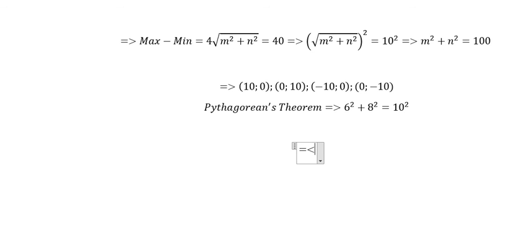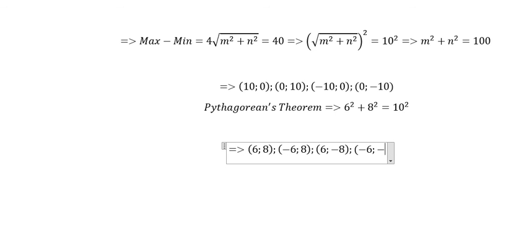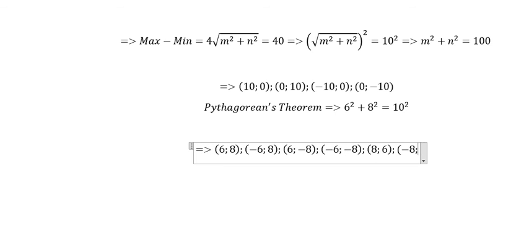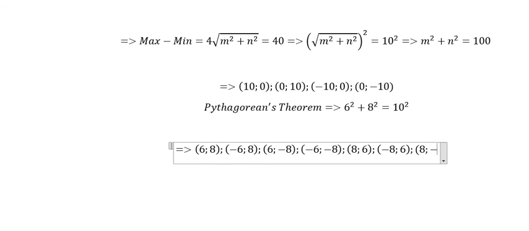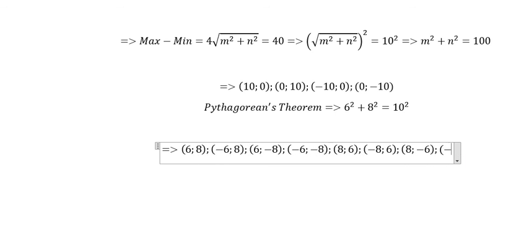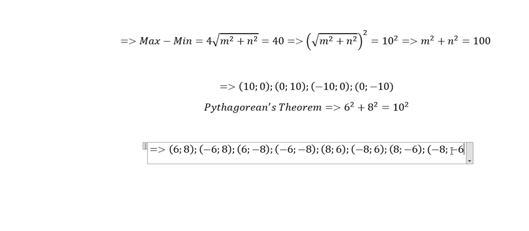And those are 6 and 8 first. Then we have minus 6 and 8, 6 and negative 8, and negative 6 and negative 8. Then we swap 8 and 6: we have 8 and 6, negative 8 and 6, 8 and negative 6, and negative 8 and negative 6.